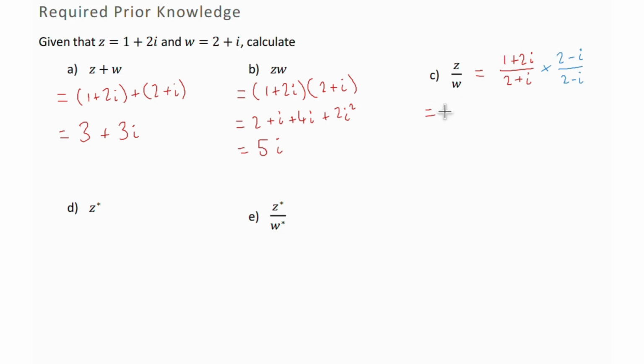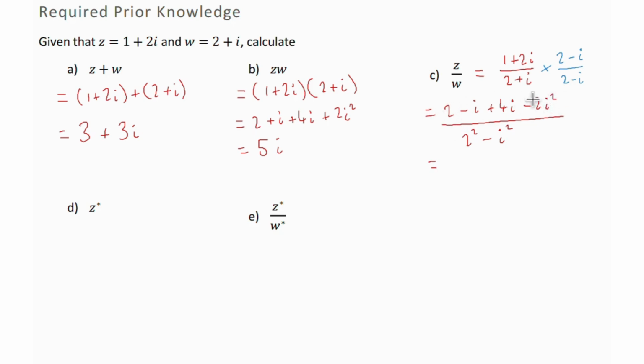Expanding the top, we get 1 times 2 is 2, 1 times minus i is minus i, 2 times 2i is plus 4i, and then minus 2i squared. And on the bottom, we've got a difference of two squares, so we end up with 2 squared minus i squared.